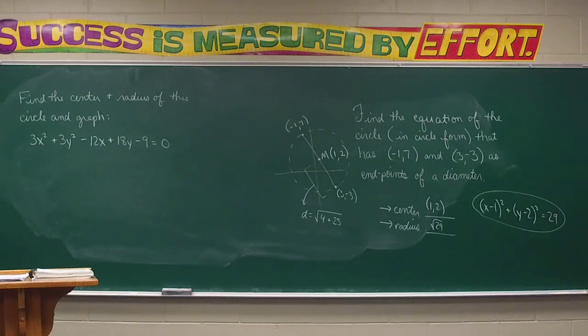All right, check your answer to the second problem. Are we good to go on that second problem, given the endpoints of a diameter? Finding the midpoint, which would be your center, and then finding the distance from the center to one of the two endpoints to get the radius. Any questions at all there? All right, going on to the third problem then.